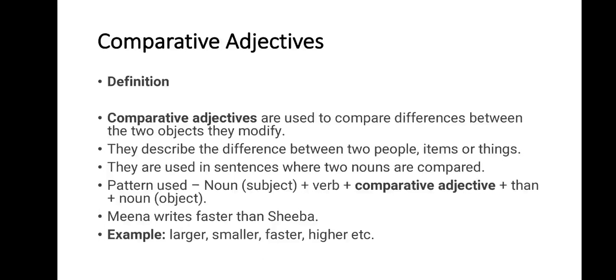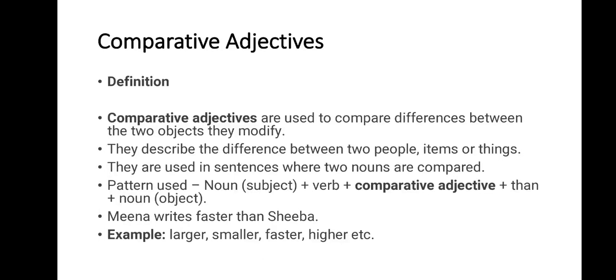So see the line here. The sentence says, Meena writes faster than Sheba. Can you see the two subjects that are given here? Meena is the first subject, Sheba is the second subject. And how is the comparison done? It says Meena writes faster than Sheba.